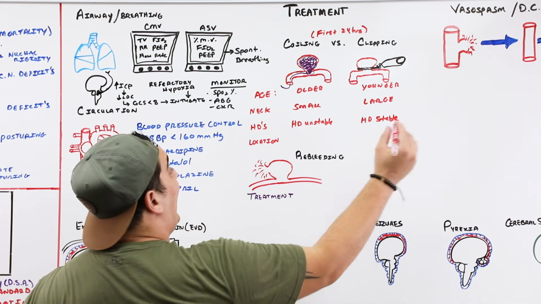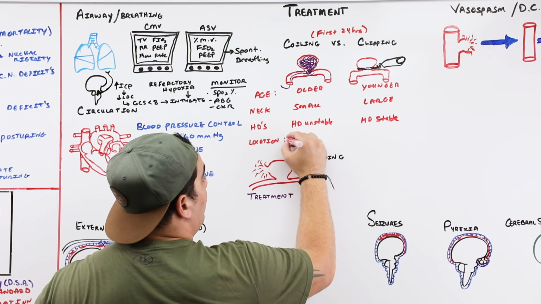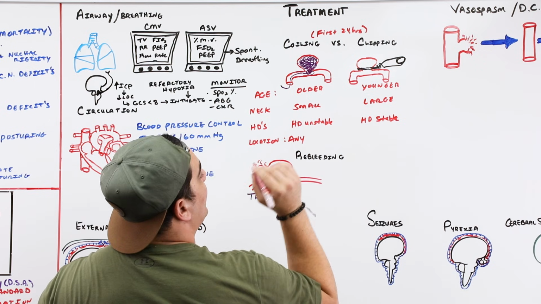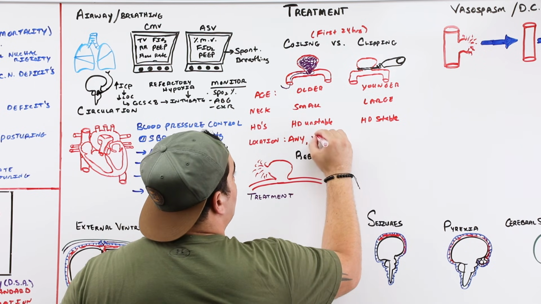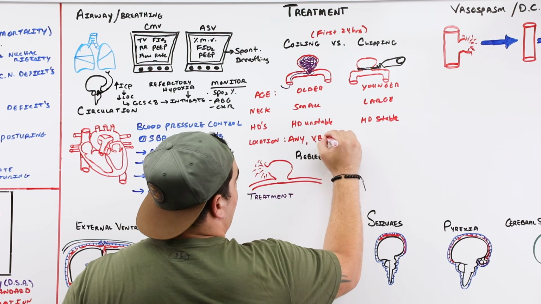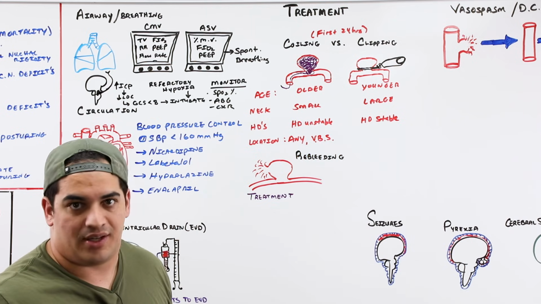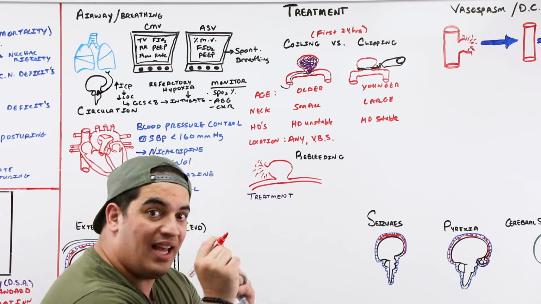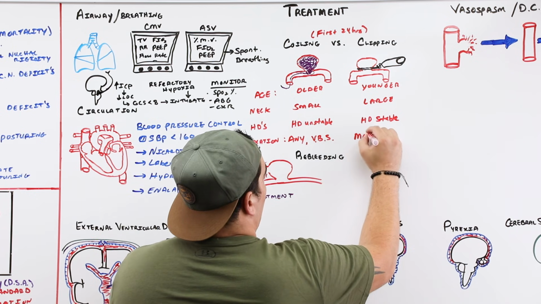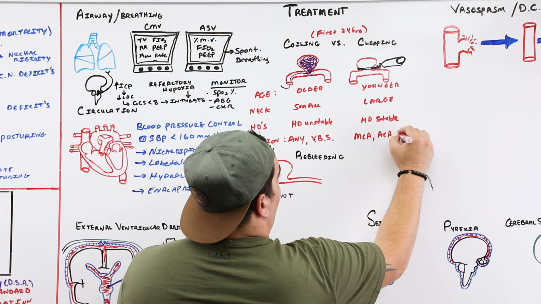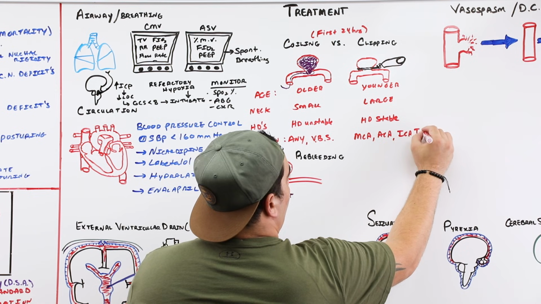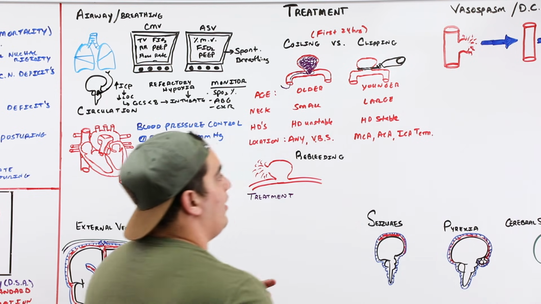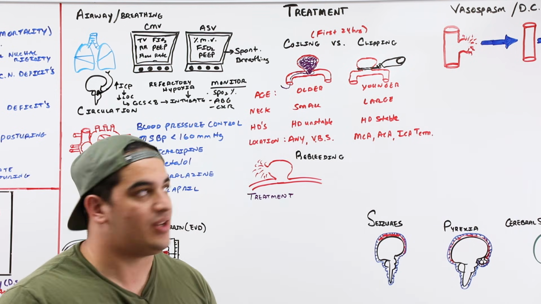Coiling can occur anywhere. It doesn't matter. We can put it in any vessel, but it's most preferred when it's the vertebro-basilar vessels. So the vertebro-basilar system, okay? Clipping is best whenever it's the MCA, the ACA, and the ICA terminus. Okay, those are the best or preferred points for that one.